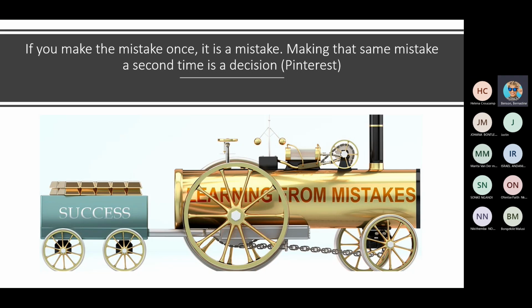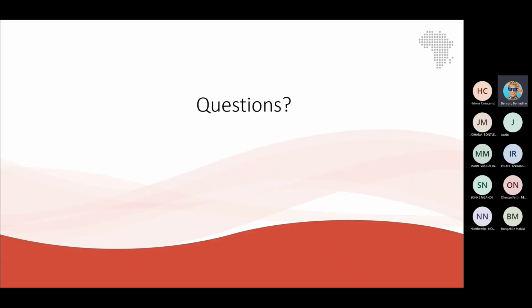So if there's a person that repeatedly makes the same mistake, then it's a decision. That decision might not necessarily be a cognitive decision to, with intention, break the rules. There might be something else at play. And we will talk about that during our next session when we deal with the different types of misconduct. Okay, so let's take a look at questions.